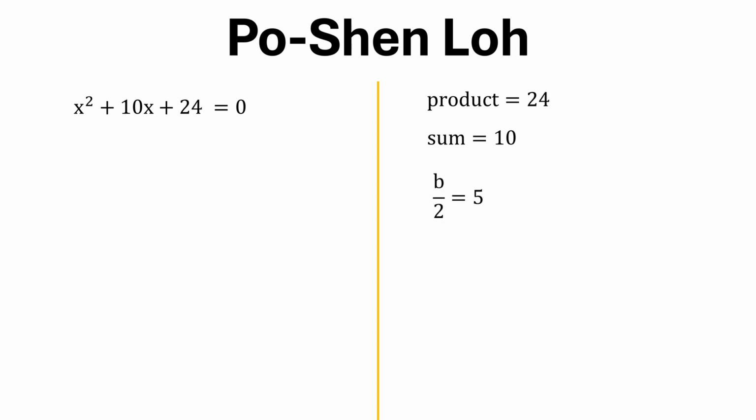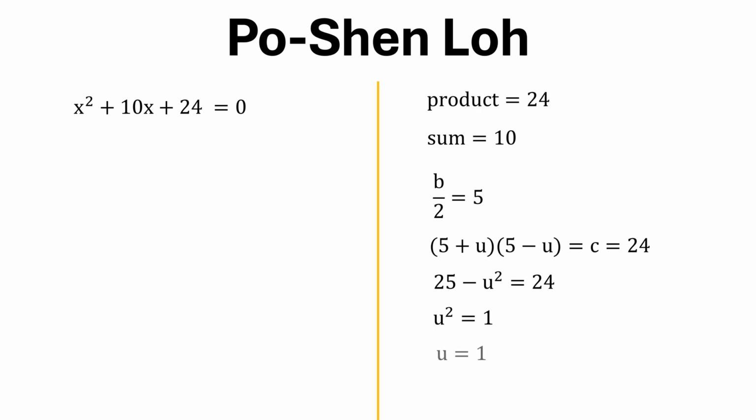First, we are going to divide b, which is the coefficient of x, by 2. After that, the numbers we are looking for are 5 plus u and 5 minus u. Since the product of the two numbers should equal 24, then 5 plus u times 5 minus u should equal 24. You may notice that the left-hand side is a difference of two squares. So that becomes 25 minus u squared is equal to 24. Solving this gives us u squared equals 1, which means u equals plus or minus 1.